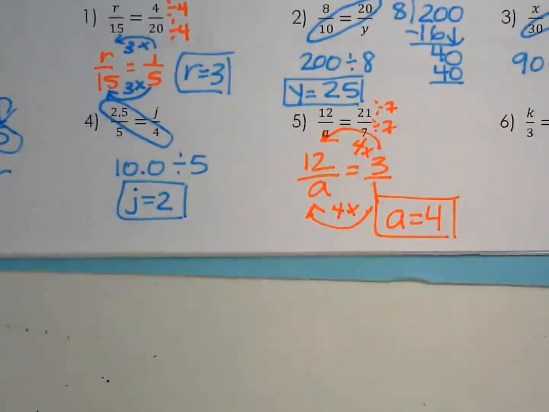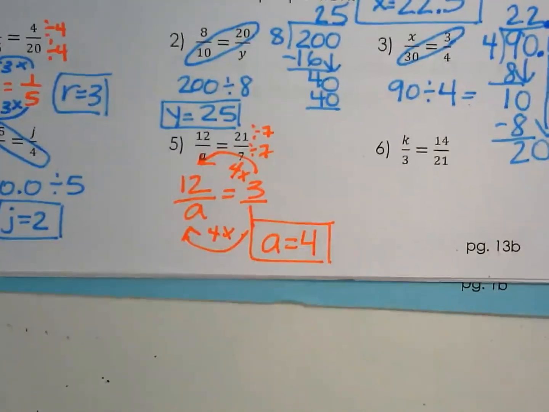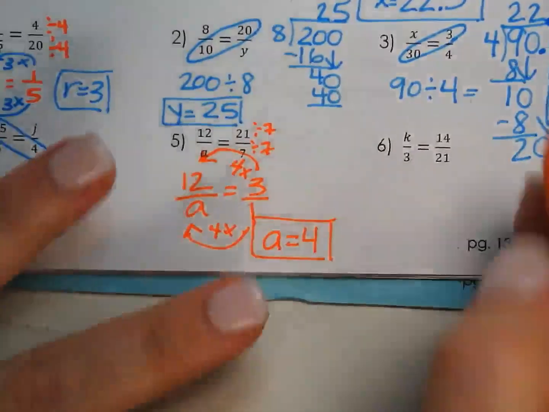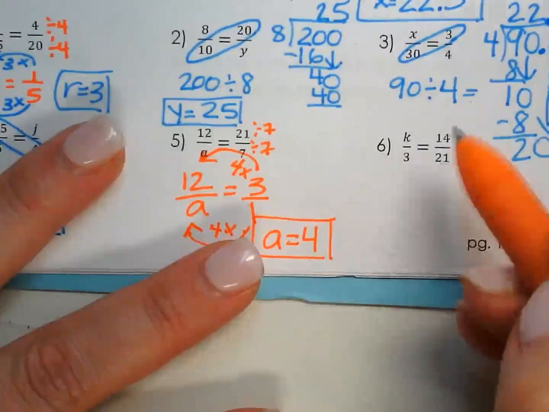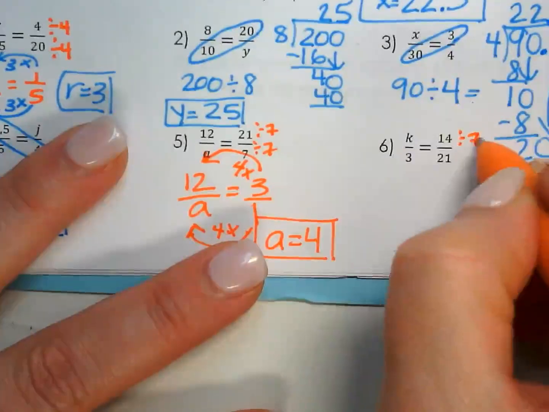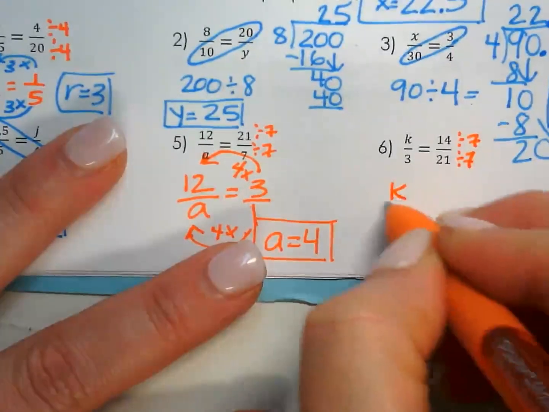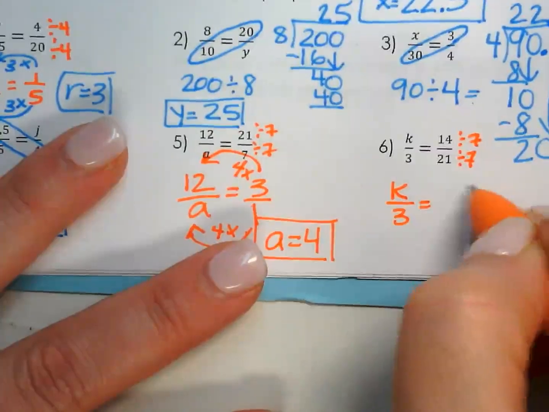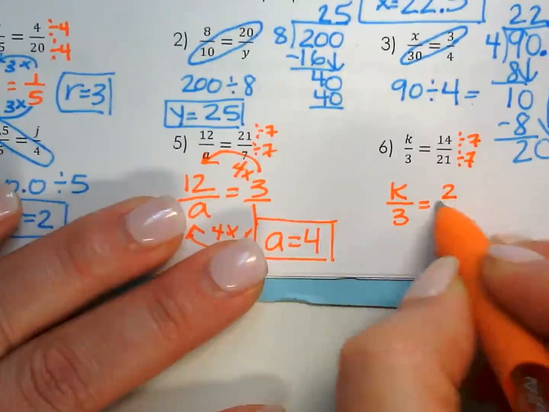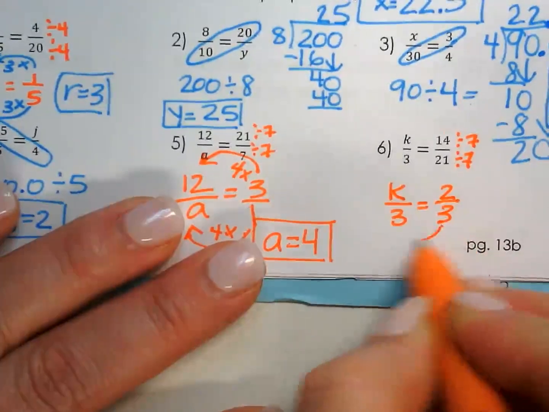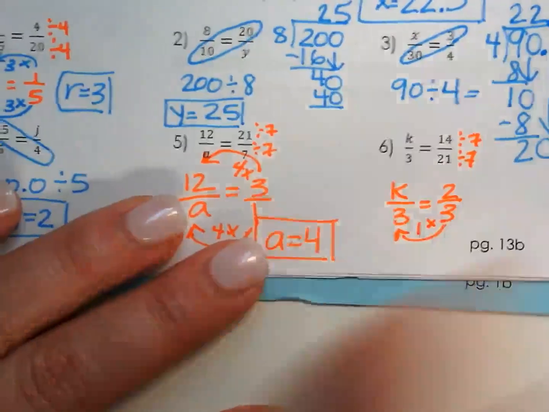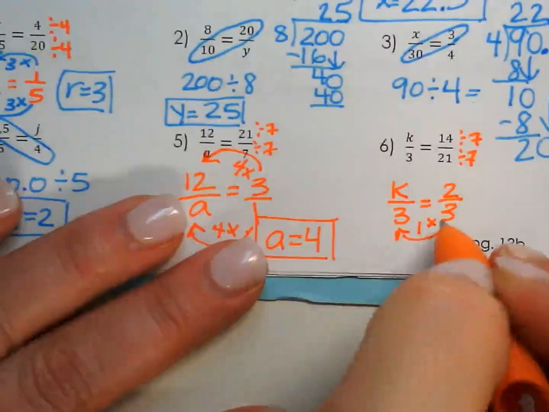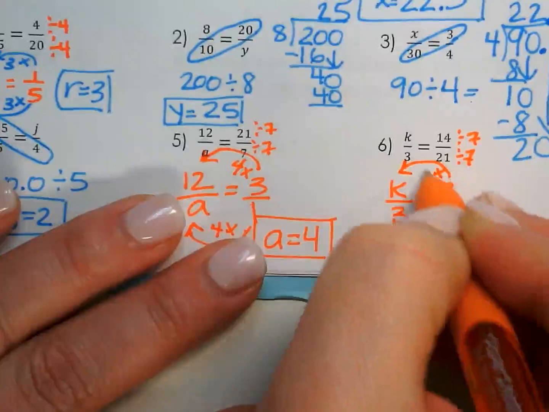Take a look at this last problem. Can we simplify? I would always recommend that first because it does make your life really easy. CJ, what'd you get? What number goes into both of these guys? 7. Divide by 7. So K over 3 stays, and this becomes what, guys? 2 over 3. Now, how did I get from 3 to 3? Divided by 1. Times 1 or divided by 1. Either one will work. And whatever I did in the bottom? Times 1.